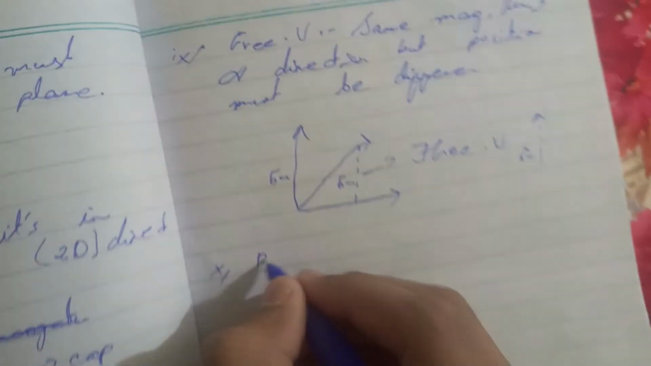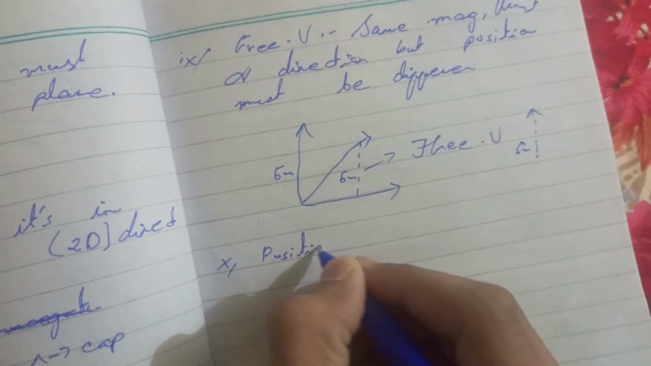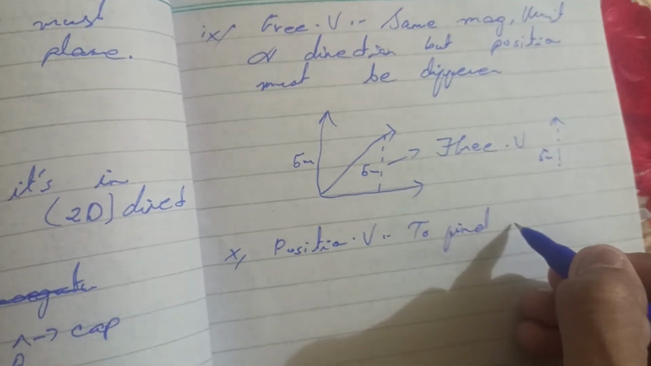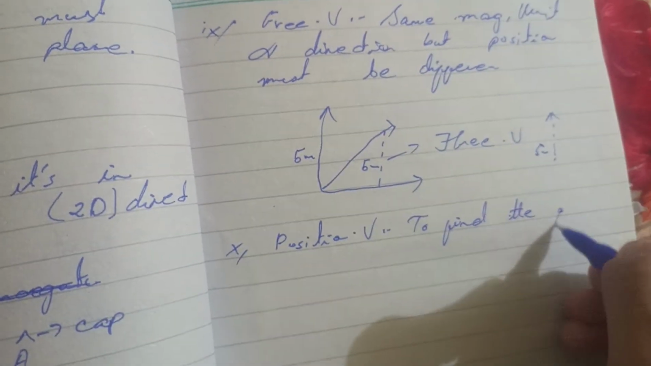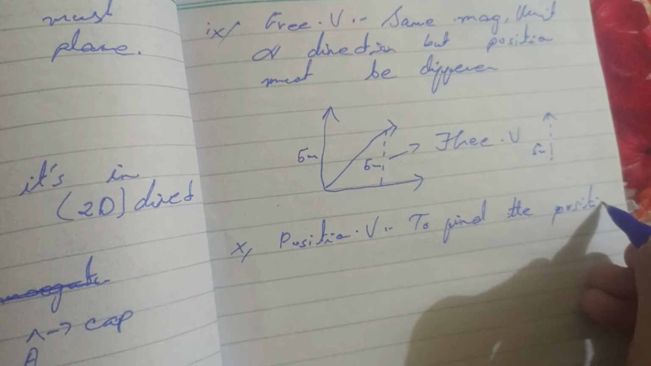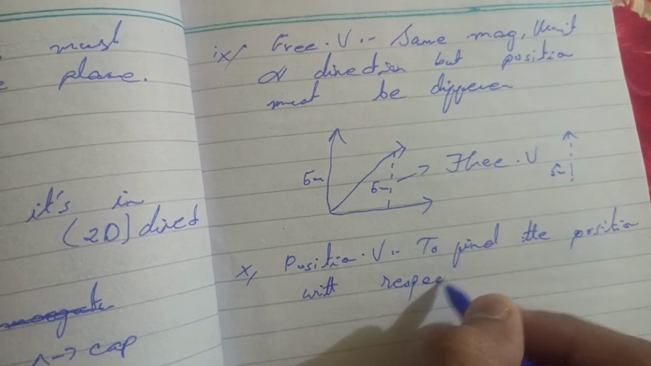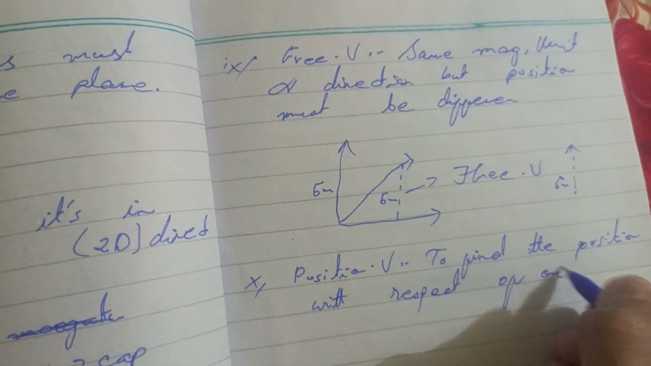The tenth vector that we have is the position vector, to find the position with respect to origin. So these are the types of the vectors.